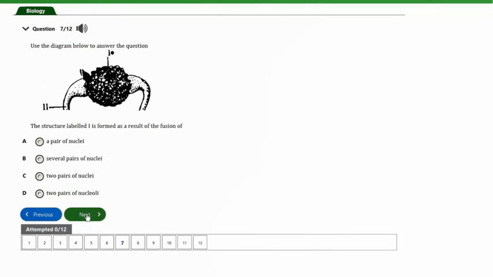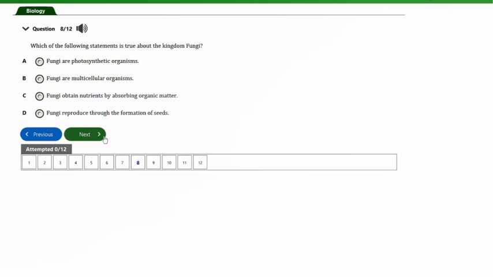That's question number 7. Use the diagram below to answer the question. The question says, the structure labeled I is formed as a result of the fusion of A. a pair of nuclei, B. several pairs of nuclei, C. 2 pairs of nuclei, D. 2 pairs of nucleoli. So guys, the answer to this question is option B. This structure is actually formed as a result of the fusion of several pairs of nuclei. So let's look at the next question.